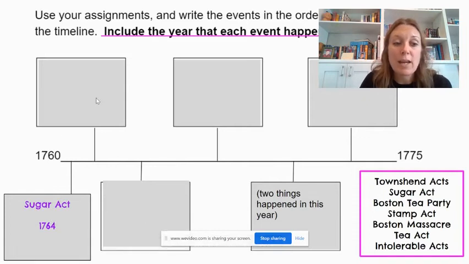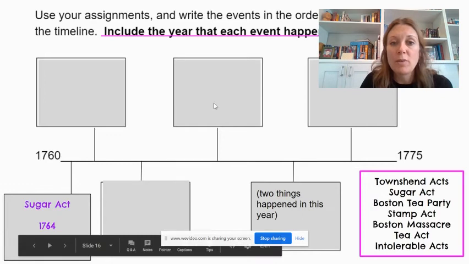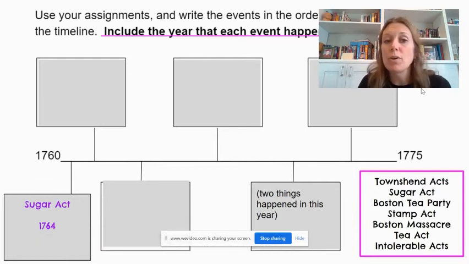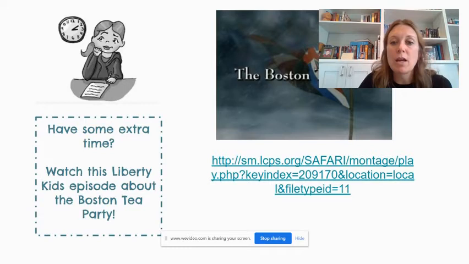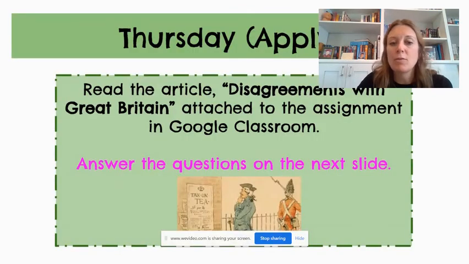So what happened after that? And then which one? And then which one? And then here, there were 2 things that happened in this year. I'll give you a hint. It's 1773. 2 of these things happened in 1773. Put them both here. And make sure you type the year, and then which one was the last one, okay? They're not necessarily in order of the way that I taught them, so you'll have to pay attention and look at your notes, okay? And then if you have some extra time, here's a Liberty Kids episode on the Boston Tea Party. That's for Wednesday, sorry.